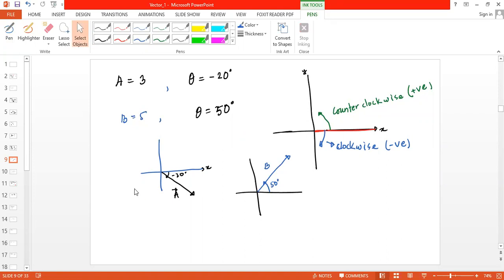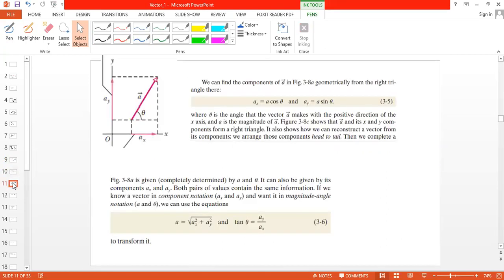Okay. So now, what we'll be doing now, we are going to add the vectors. Let's say we have two vectors.